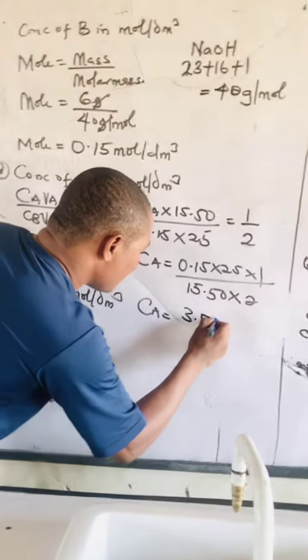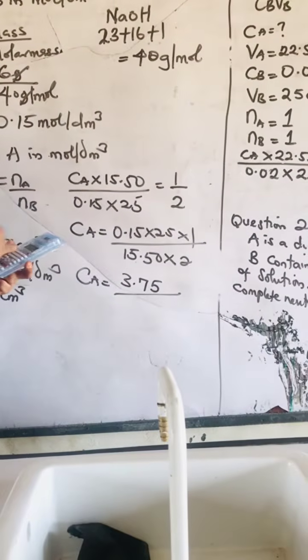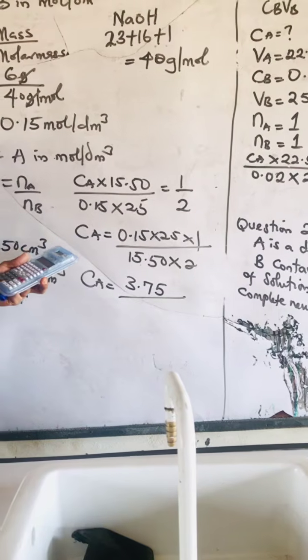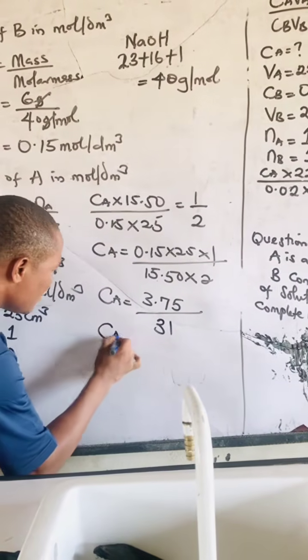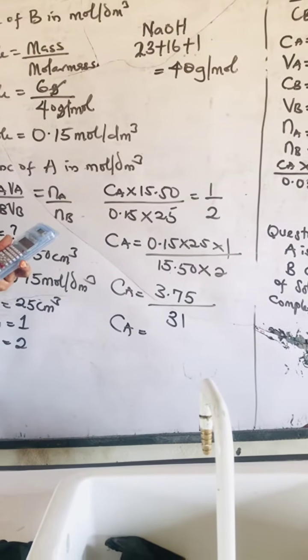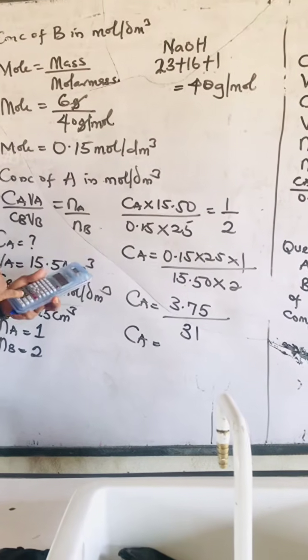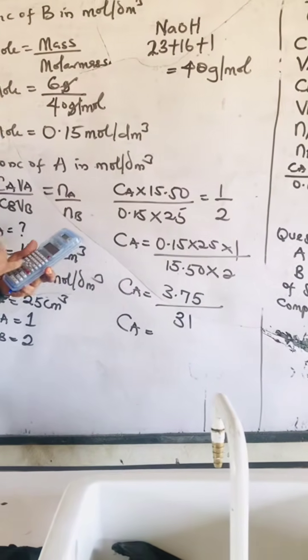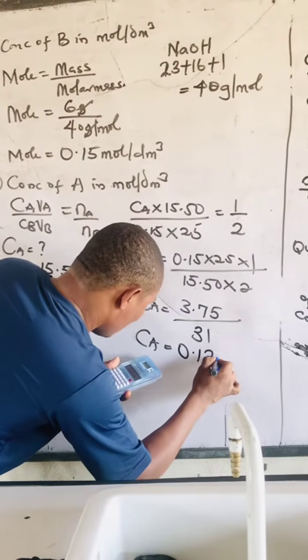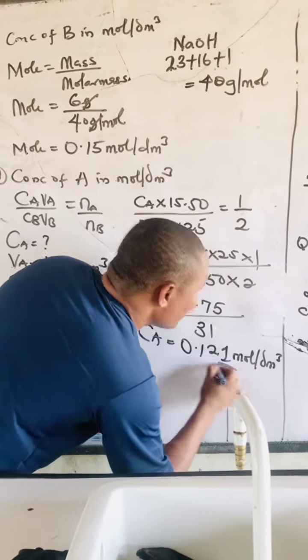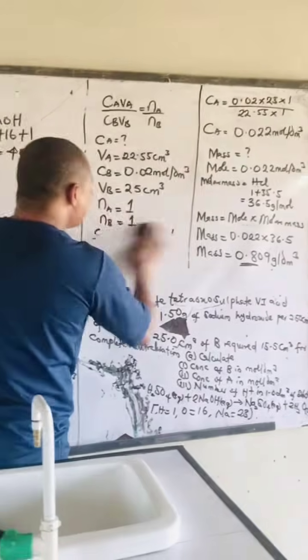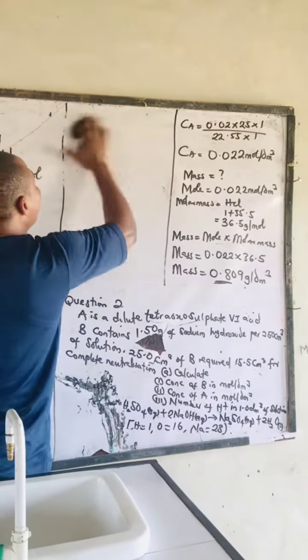Over 15.50 times 2, we have 31. Please, you have to be very careful when you are calculating. So our Ca becomes 3.75 divided by 31. So we have 0.121 approximately. Can you see that? It's very easy. Wow, the alternative to practical is easier than you think, and I'm sure you are following. It's easier than we think.